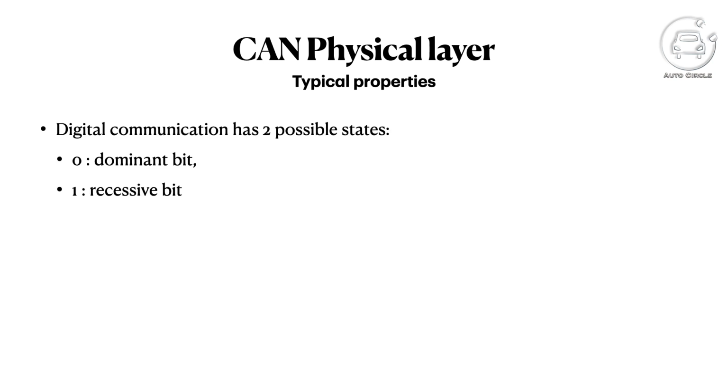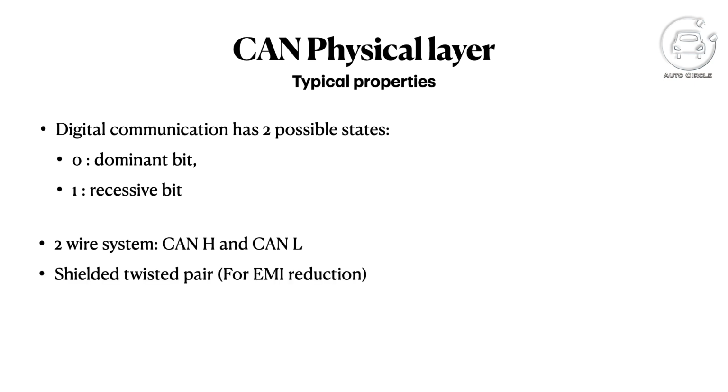Now let us see the typical properties of the CAN physical layer. CAN being a digital communication has only two possible states, which are 0 and 1. Here 0 is called the dominant bit and 1 is called the recessive bit. CAN is a two-wire system. These wires are called CAN high and CAN low. These two wires are twisted together and then shielded. This is done for EMI reduction.